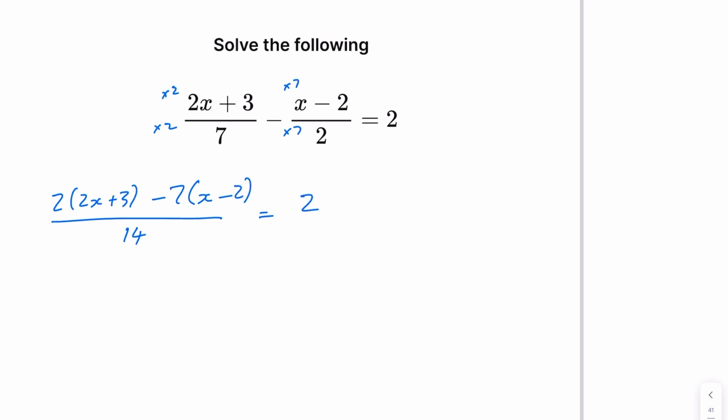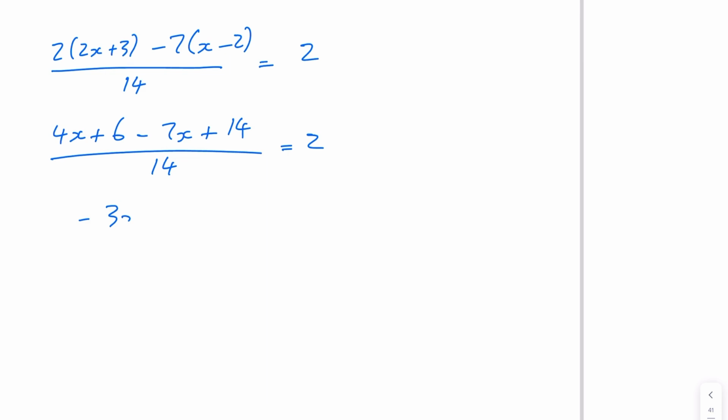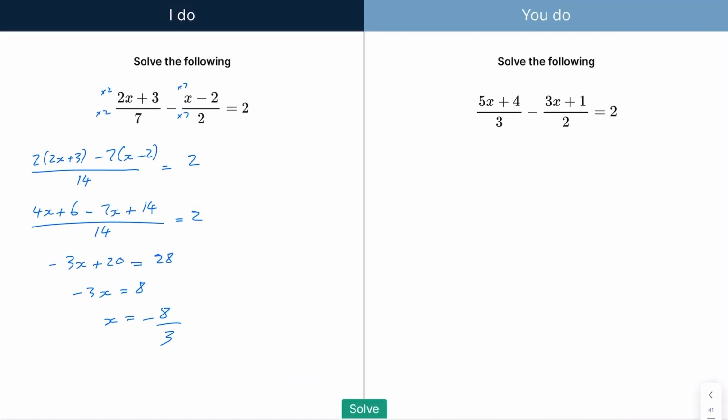If I expand that out, that gives me 4x plus 6 minus 7x. Now careful here, there are two negatives, so that becomes a positive 14. Divide that by 14, and that equals 2. Now if you tidy that up, that gives me minus 3x plus 20 is equal to 28. If I move the 14 over, then we have minus 3x, and we're just going to subtract the 28 from 20, so that gives us 8, and that becomes x is equal to minus 8 over 3 as a final answer. So again, the exact same on the right hand side.